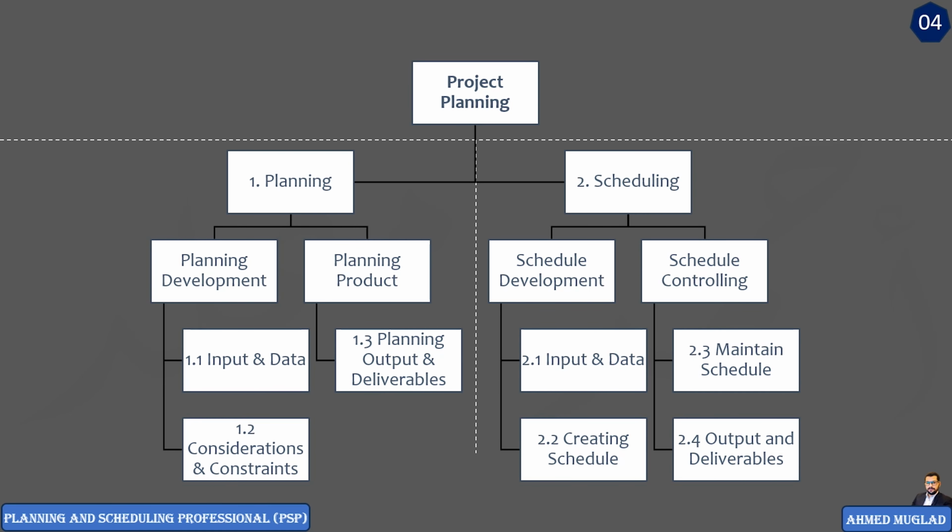This is an overview of the project planning processes. Project planning consists of two major sections: planning and scheduling. Planning process and scheduling process. We are in the planning section right now. So, in this slide, let's discuss this section a little bit.